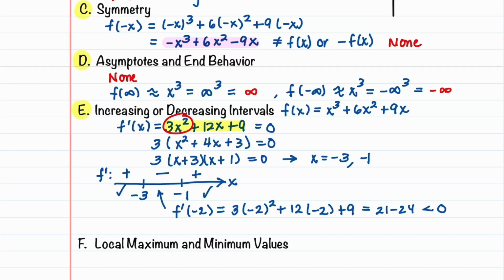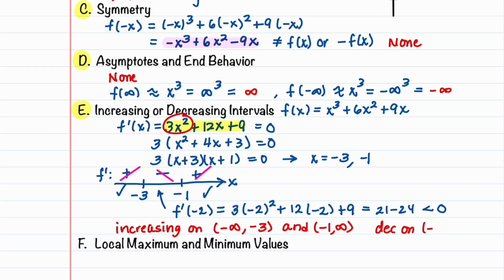And now let's add some increasing and decreasing lines. This is increasing, decreasing, and increasing. Let's write down that it is increasing on the region from -infinity to -3 and from -1 to infinity. Then we'll say that it's decreasing on the interval from -3 to -1.